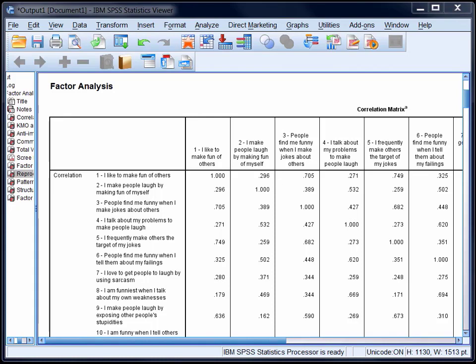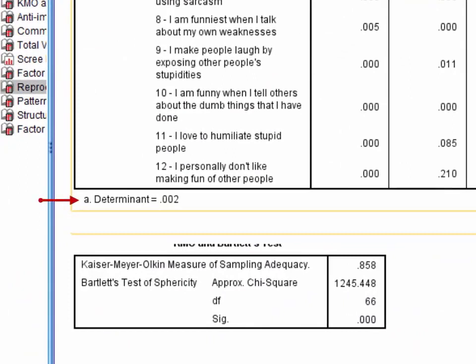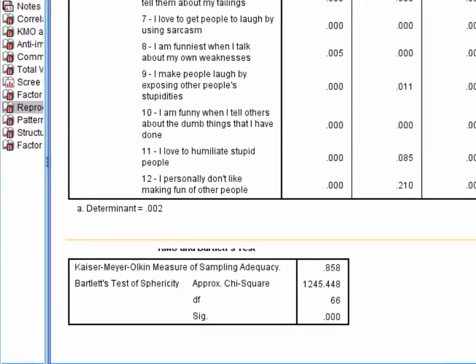If all of the correlations in this matrix are close to 0, you should be wary about running factor analysis, as you're likely to extract as many factors as you have items. Now, underneath the correlation matrix is the determinant, and this is an indicator of multicollinearity. If it's higher than 0.00001, as it is here, then multicollinearity is not a problem.